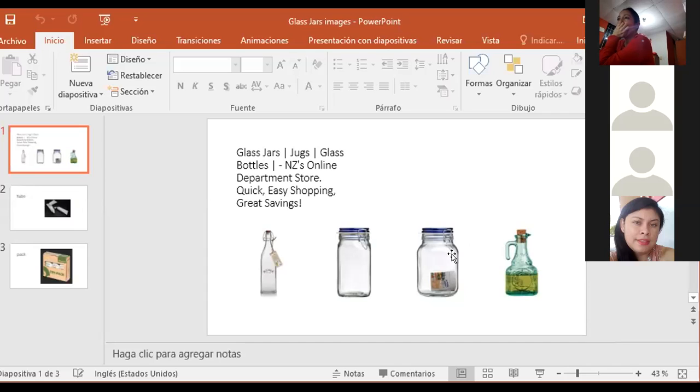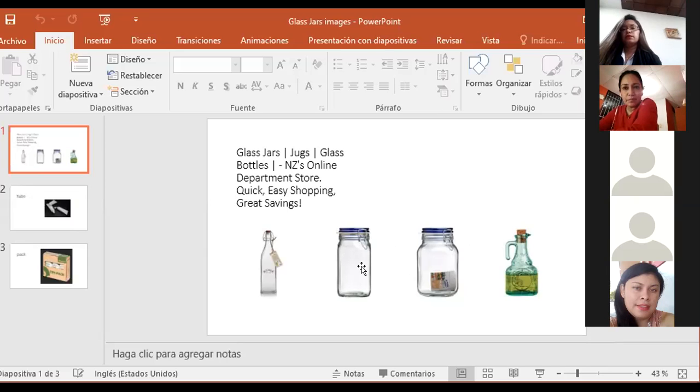For example, when you buy Copal, does it come in a bottle or in a jar? It's a jar, right? It's plastic. This is glass. But Copal is in plastic, right? In plastic.